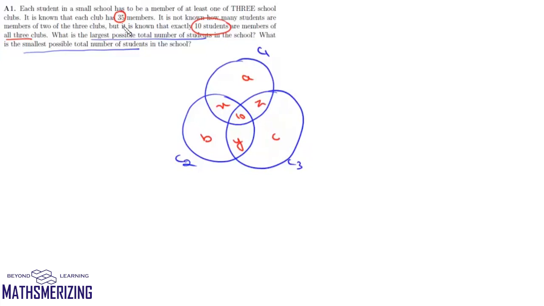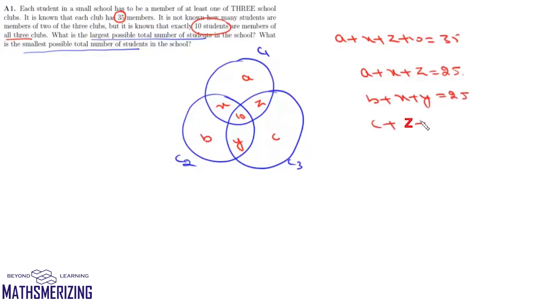It is given that each club has 35 members. That means for club C1 we can write A plus X plus Z plus 10 equals 35, so A plus X plus Z equals 25. In the same way, B plus X plus Y is 25, and C plus Y plus Z is also 25. Now we add them: A plus B plus C plus 2(X plus Y plus Z) equals 75.